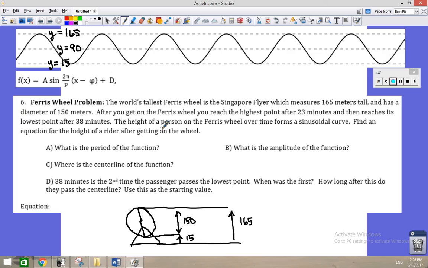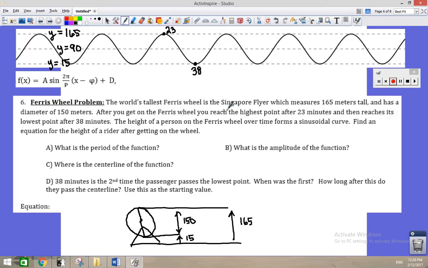Now, let's say that you get on at some point and it says that you reach the highest point in 23 minutes. So the units on the x-axis is in minutes. So this has an x-coordinate at 23. It has a y-coordinate of 165 meters. Now, time passes. You're up at the top, so you're on your way down, and you reach that minimum point of 15 meters 38 minutes after you started on the ride.